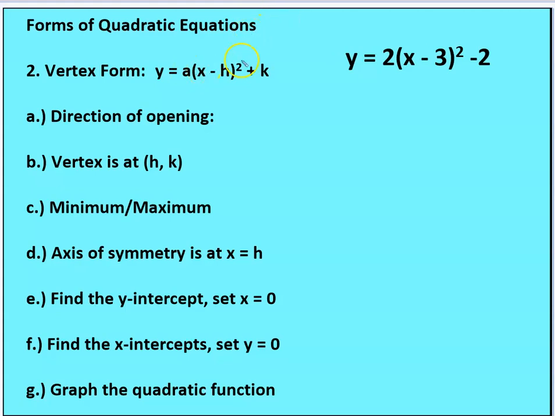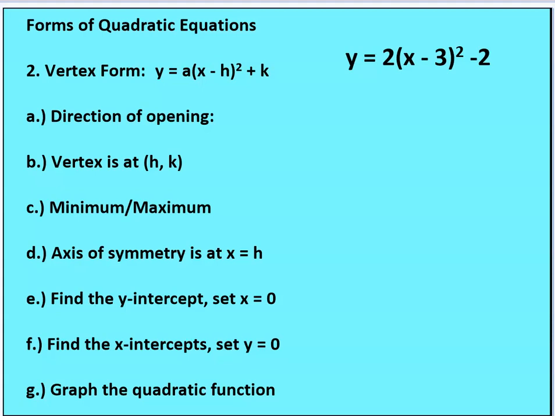So in vertex form, you're going to provide all this information. You're going to graph the function: 2 times (x minus 3) squared minus 2. I'm going to pause here, and you can write this down, and then we're going to move on.